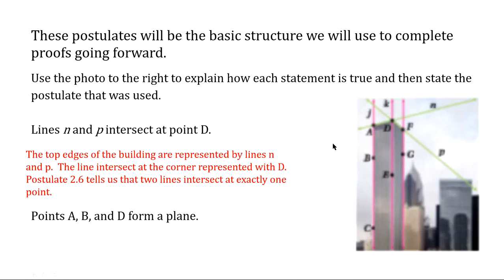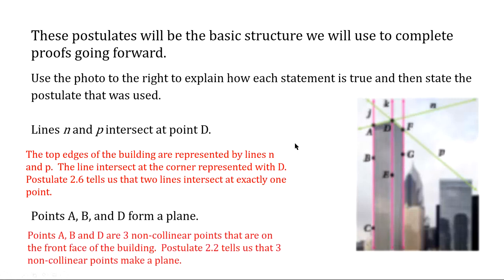Points A, B, and D form a plane. So again, we look at points A and B. They're on this pink line to the left of the building. A and D is the top line, line N again. So there are 3 points, and the points are all non-collinear. Yes, A and B are on the same line, and A and D are on the same line, but the three of them together are on different lines, so they're non-collinear. That tells us that we have a plane. Postulate 2.2 tells us that 3 non-collinear points make a plane. We have our 3 non-collinear points, so we have a plane. If you think of it, it's the face of a building, a flat side of a building. It represents a plane. Does that make sense? Okay.